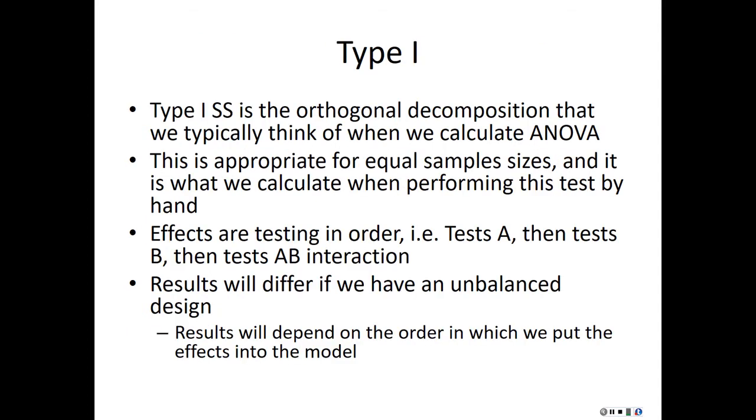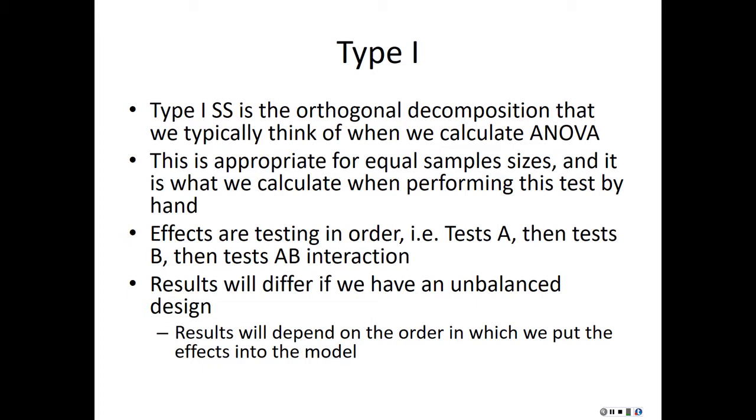So the type 1 sums of squares is when we have the orthogonal decomposition that we think of when we calculate ANOVA. So when we did the calculation by hand a long time ago, like the second week of class, that was the type 1 sums of squares. So this is only appropriate when we have equal sample sizes in each treatment condition.